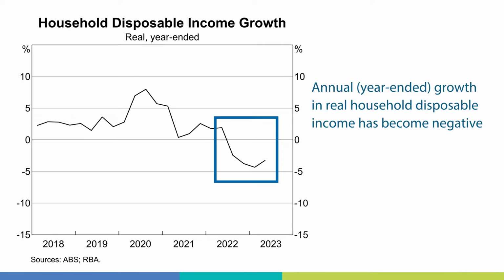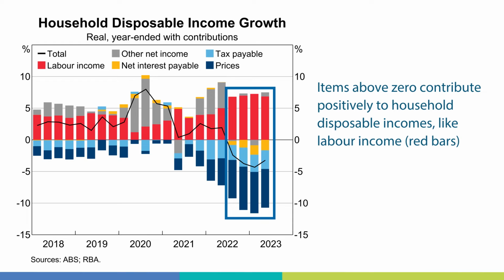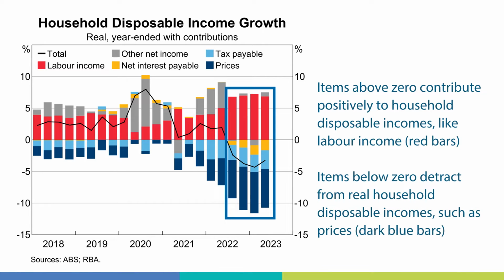Looking at the latest value for the June quarter, we can see that it was 3% lower than a year ago. The coloured bars show the contribution of different factors to household income growth. The red bar, income for labour, has grown robustly and contributes positively to disposable incomes. However, this growth has been more than offset by the following factors that reduce people's disposable incomes: high prices, the dark blue bars, strong growth in tax payments, the light blue bars, and the higher net interest payments from higher interest rates, the yellow bars.